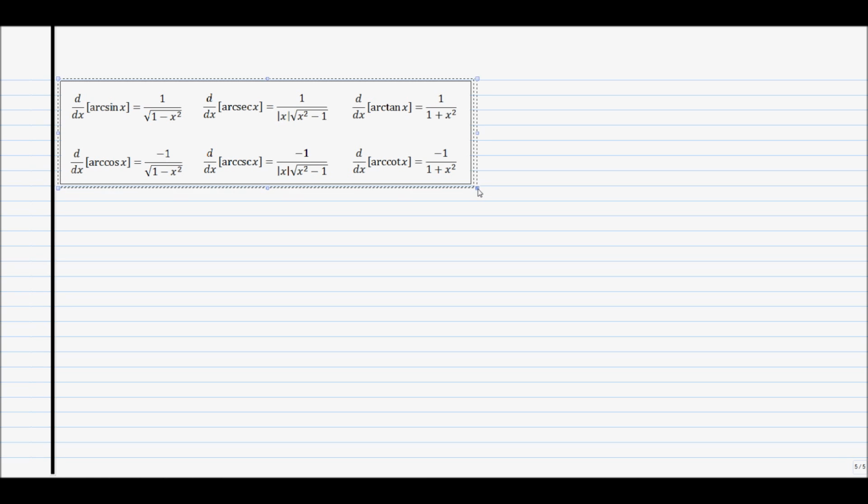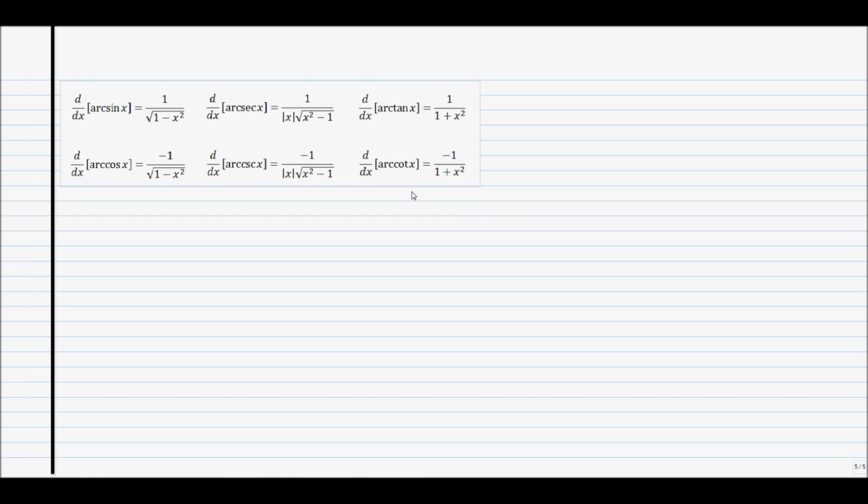So in fact, all the inverse trig derivative rules you could ever want, well, there are actually only 6 of them, so all you could ever want is those 6. Those inverse trig derivative rules are right here, given by these 6 expressions.